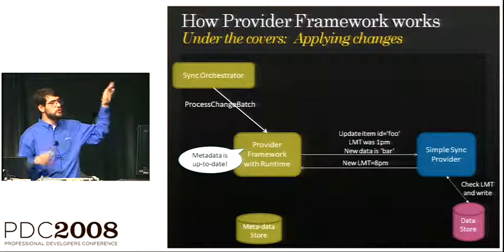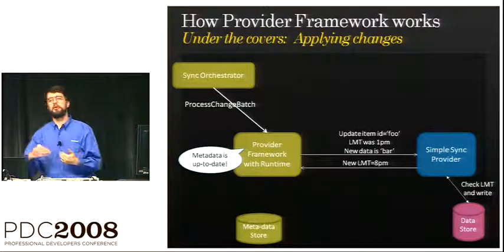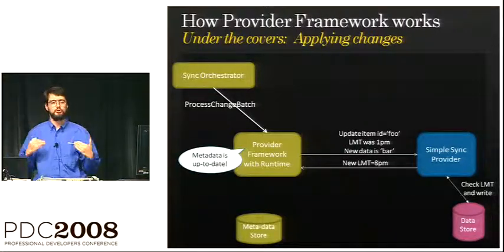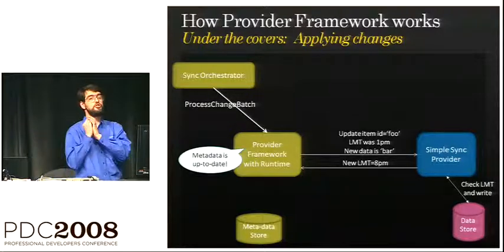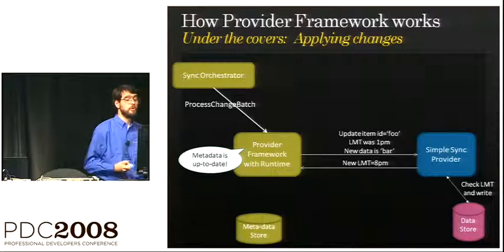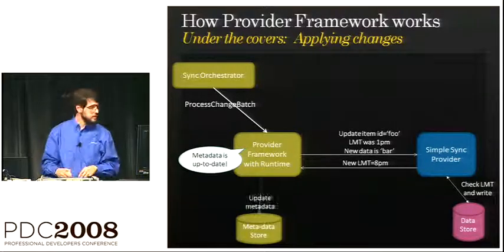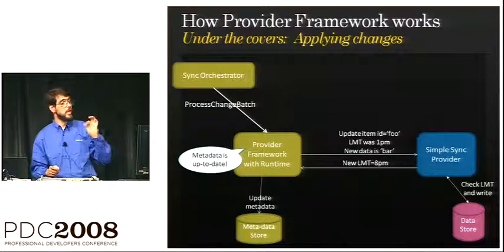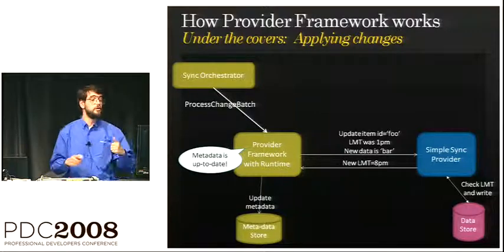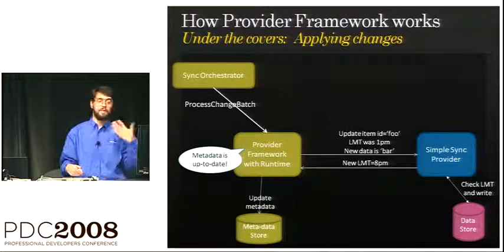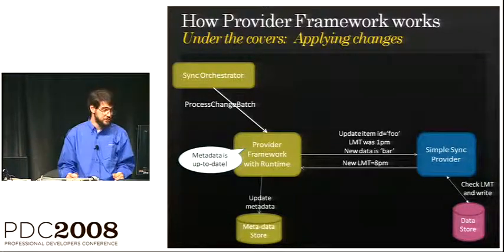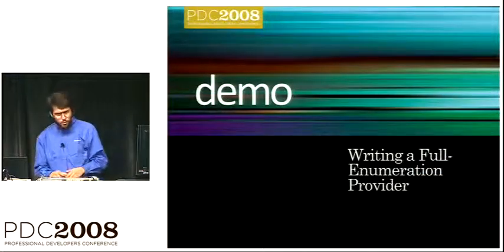When it's done, it reports the new set of those properties. Remember, the provider decided which properties it's going to use to identify versions and which properties it's going to use to identify objects. It returns a new set of these properties back to the provider framework, which updates the metadata store and is now capable of performing change enumeration or the next change application in the next session.